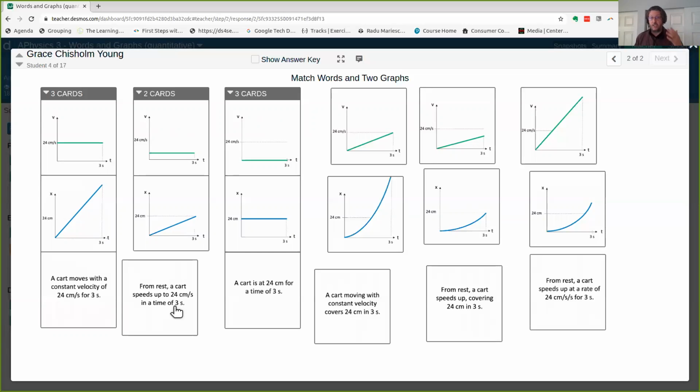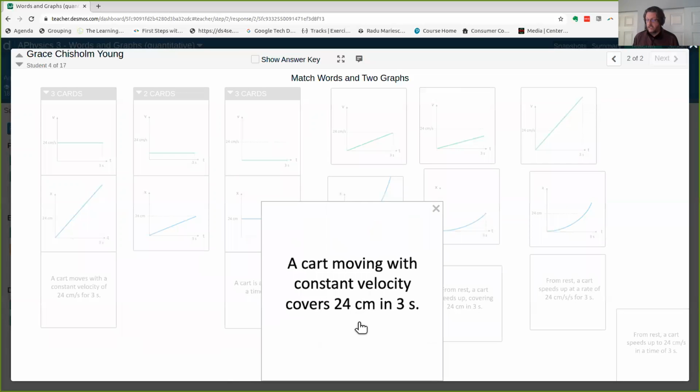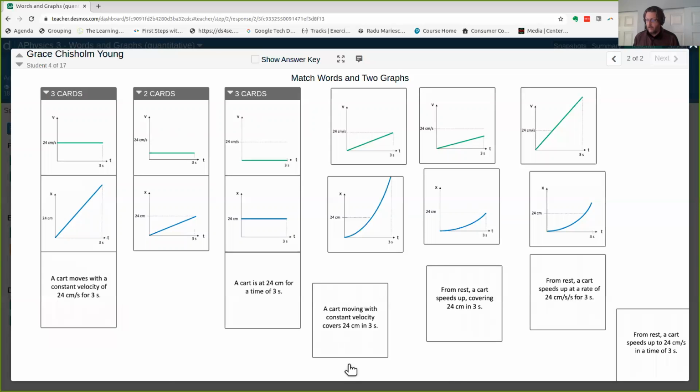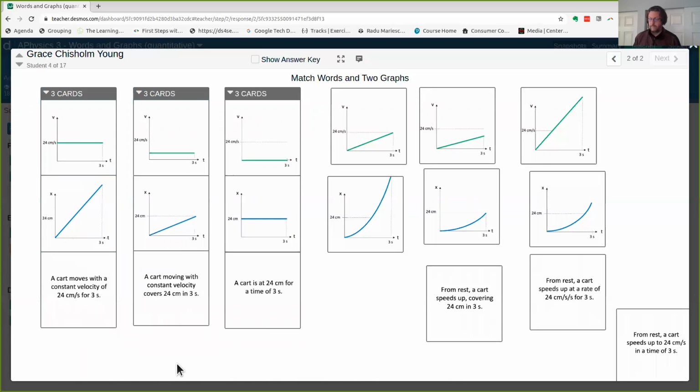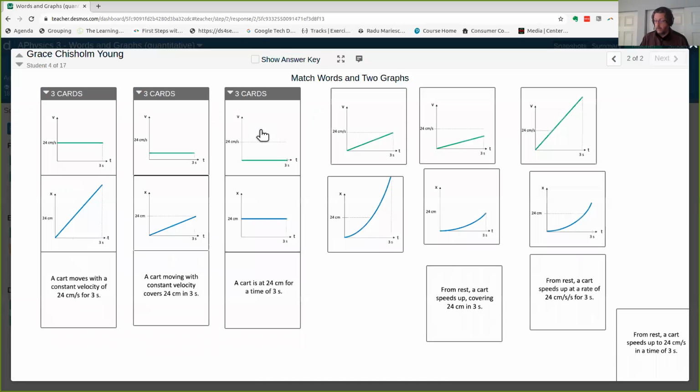Okay, this description says speeds up to 24. That's a changing speed. That can't be one of these three. That one goes over here. Moving with constant velocity and covers 24 centimeters in 3 seconds. Promising. That's that one. Constant velocity. The velocity graph is flat. It covers 24 centimeters in 3 seconds. You can see that it has covered from position 0 to position 24 in a time of 3 seconds. Those go together.